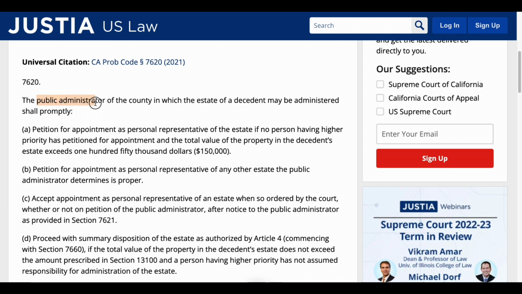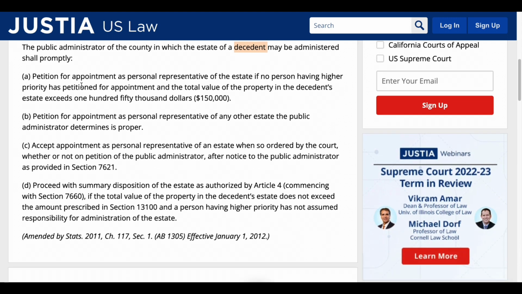The public administrator of the county in which the estate of a decedent, there's that word, may be administered, shall promptly petition for appointment as a personal representative of the estate, if no person having higher priority has petitioned for appointment, and the total value of the property in the decedent's estate exceeds $150,000. Petition for appointment as personal representative of any other estate the public administrator determines is proper, and accept appointment as personal representative of the estate.